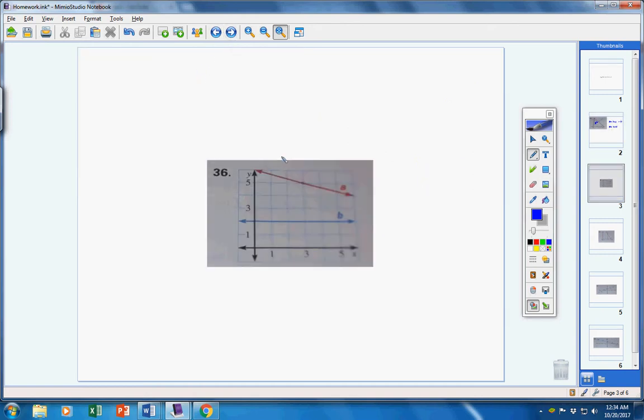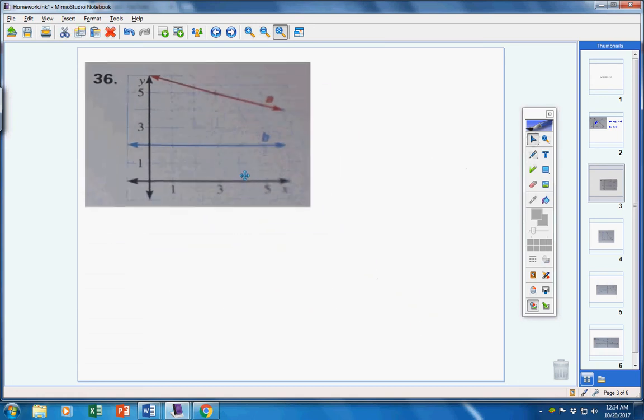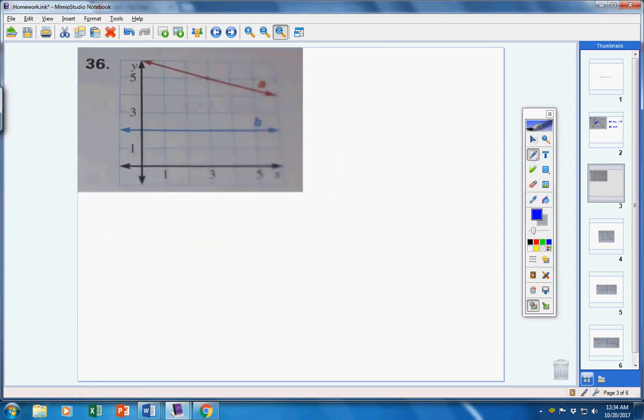Okay, number 36. Now, let's start with the red line again. The red line will have a negative slope. It's going down from left to right. It's going downward. And now, let's pick a couple ordered pairs, and let's find the slope. Well, here, this is a good point. This point here goes right through a crosshairs like this, okay?